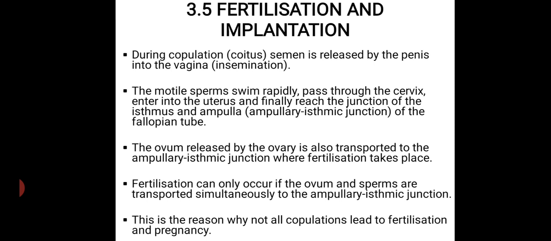But students, fertilization can only occur if the time of the sperm and ovum matches. Why? Because they have a certain interval of viability. For example, the ovum waits at the ampullary isthmic junction approximately 1 to 3 days, and within that time the sperm has to come to this ovum so that it can fertilize it. So this is the reason why not all copulations or intercourse or mating lead to fertilization or pregnancy.